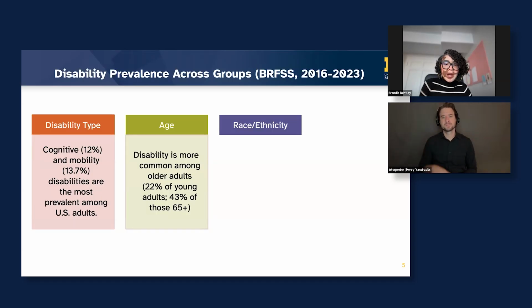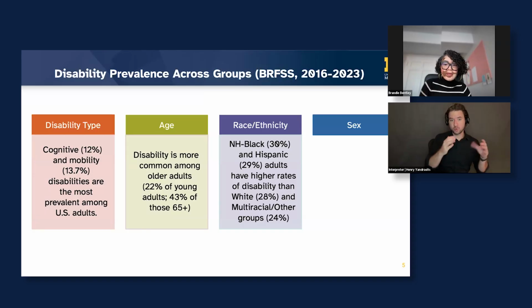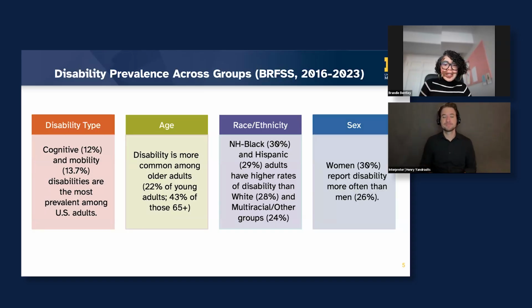When we look at differences by racial ethnic groups, non-Hispanic Black and Hispanic adults report disability at a higher rate compared to white and multiracial other groups. And then when we look at sex differences, women report disabilities slightly more often than men within the survey. And these patterns highlight why it's important for us to take a closer look at disability with other identity characteristics because our experiences are not all the same.